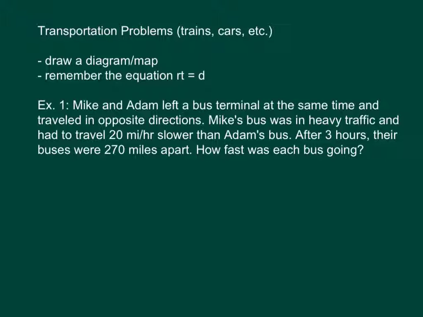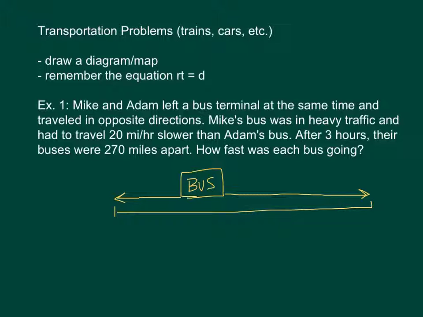Mike and Adam left a bus terminal at the same time and traveled in opposite directions. So we're going to make a bus terminal. Mike's bus was in heavy traffic, and so as a result it moved quite a bit slower than Adam's bus. In fact, 20 miles per hour slower than Adam's bus. After 3 hours, their buses were 270 miles apart. So this is 270 miles.